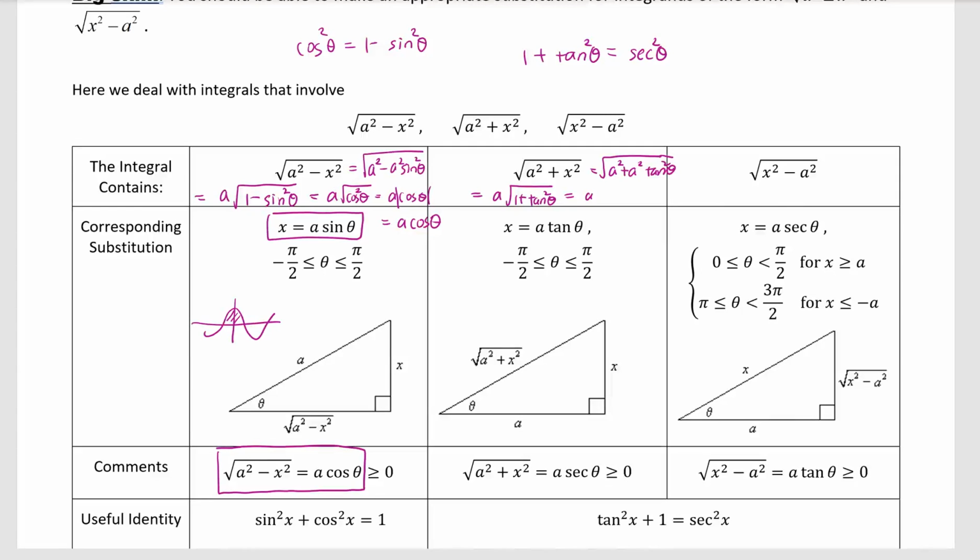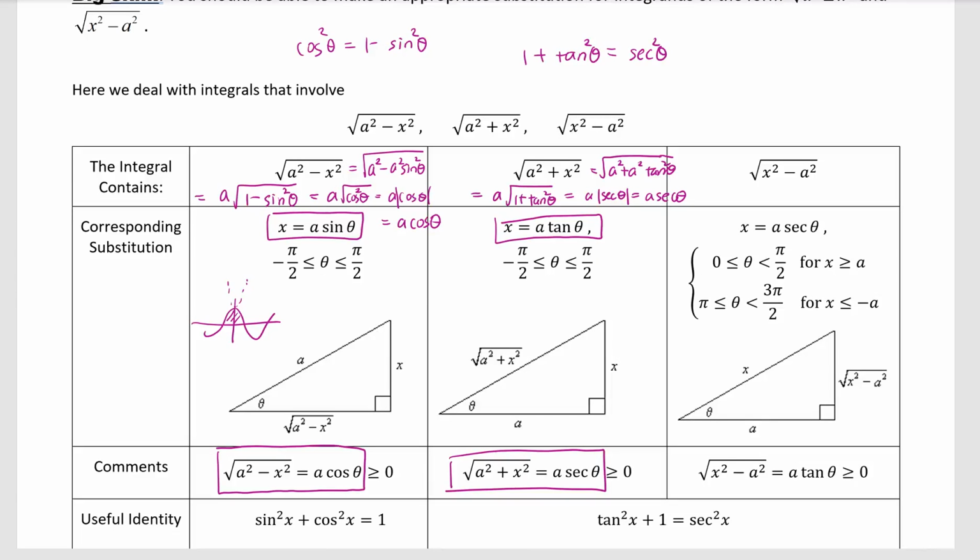Square root of secant squared is absolute value of secant. But because on this angle, the secant, what does the secant look like? You know, the secant is 1 over cosine, so it's like this. So it's positive, so that's why absolute value of secant is just secant. So far, so good. So that's why when you see square root of a squared plus x squared, our setup is x equals a tangent theta, and the square root term becomes a secant theta.